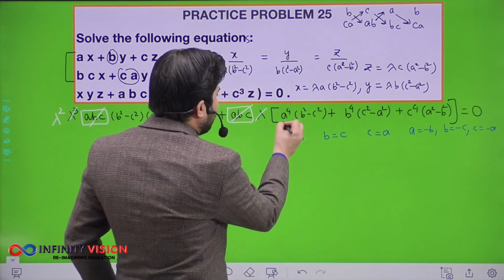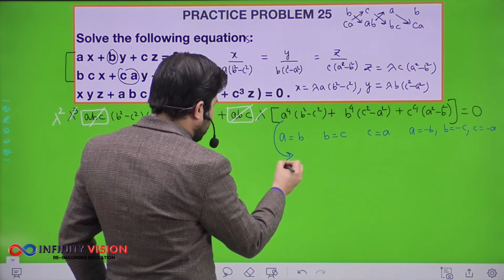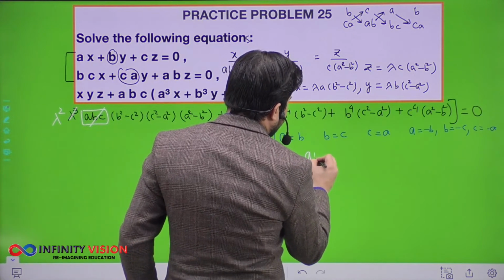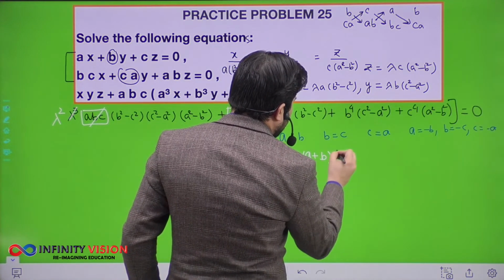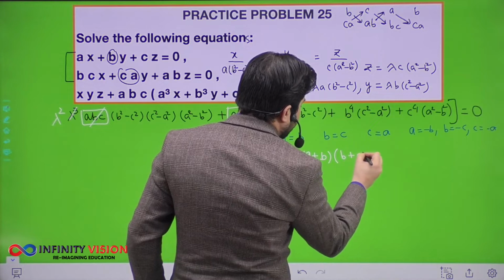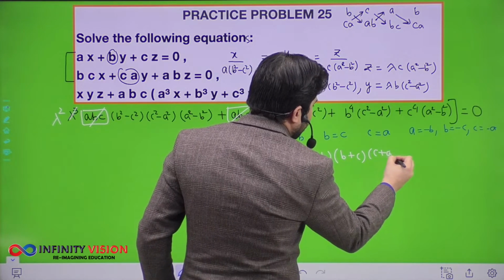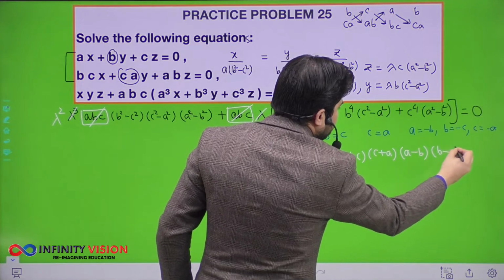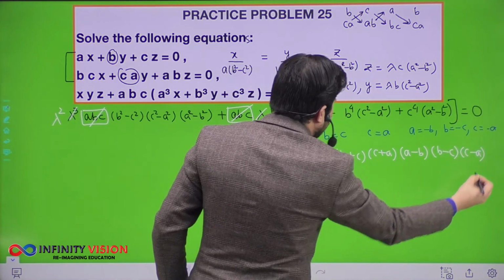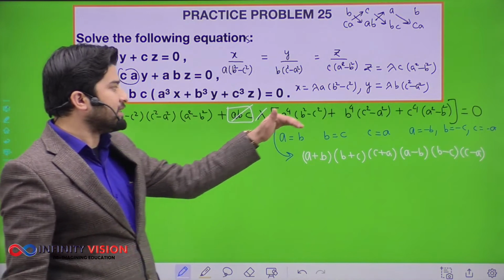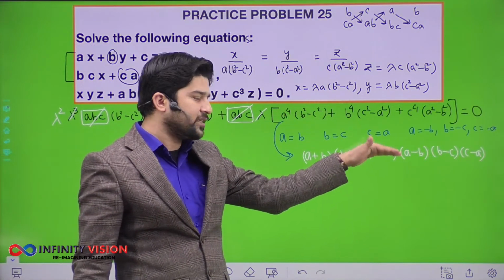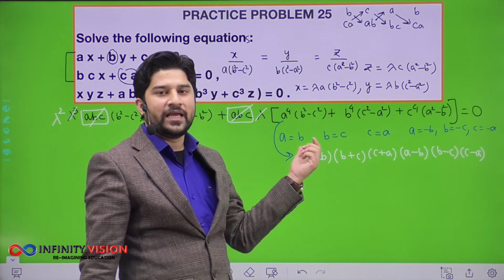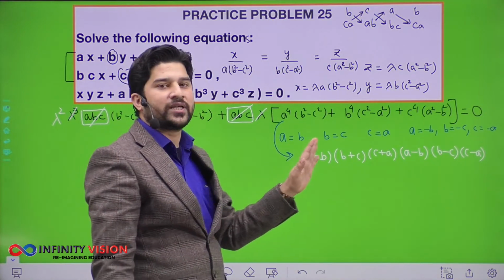So I can factorize the whole story into a plus b into b plus c into c plus a into a minus b into b minus c into c minus a. But definitely this is a 6 degree expression and I have written the 6 linear factors, but still I am not sure whether it has any constant outside or not.